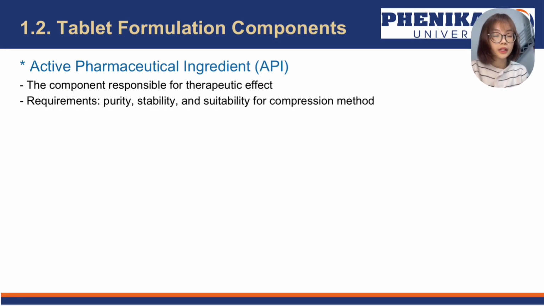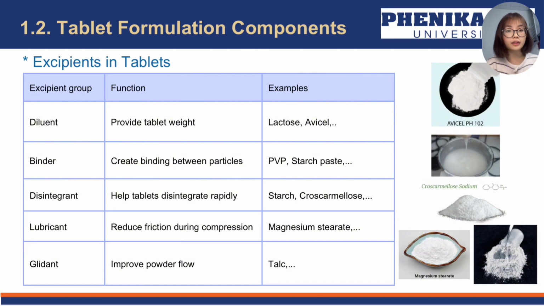1.2, tablet formulation components: active pharmaceutical ingredient, or API, the component responsible for therapeutic effect. Requirement: purity, stability, and suitability for compression method. Excipients in tablet: excipient group diluent. Function: provide tablet bulk. Example: lactose, Avicel. Excipient group binder. Function: create binding between particles. Example: PVP, starch paste.